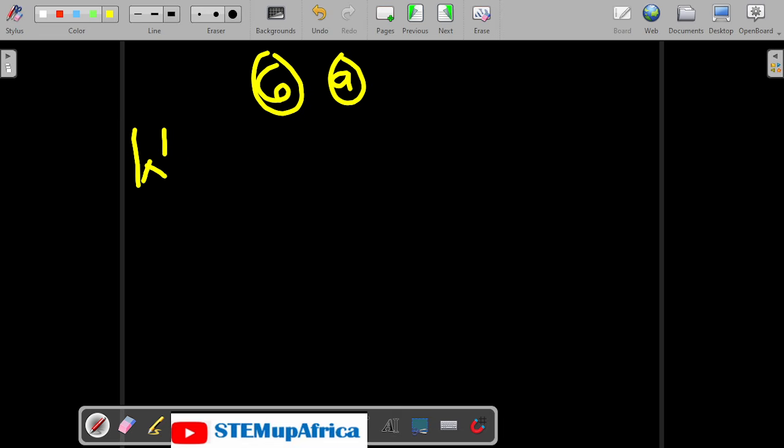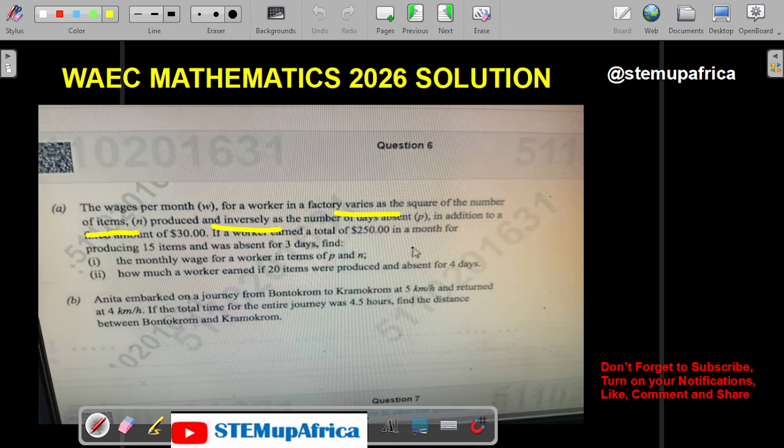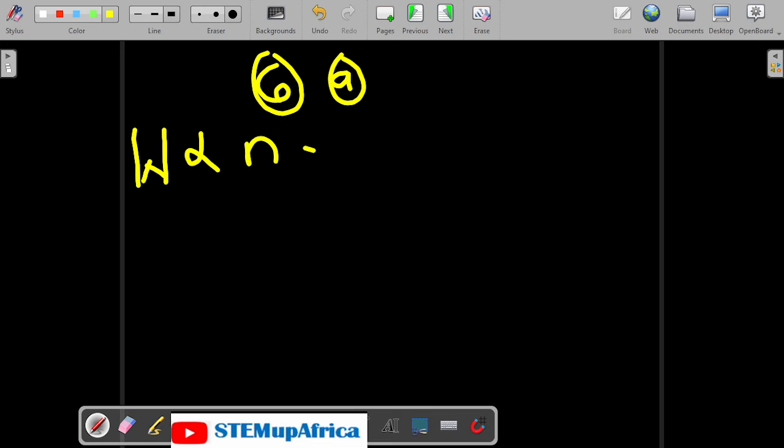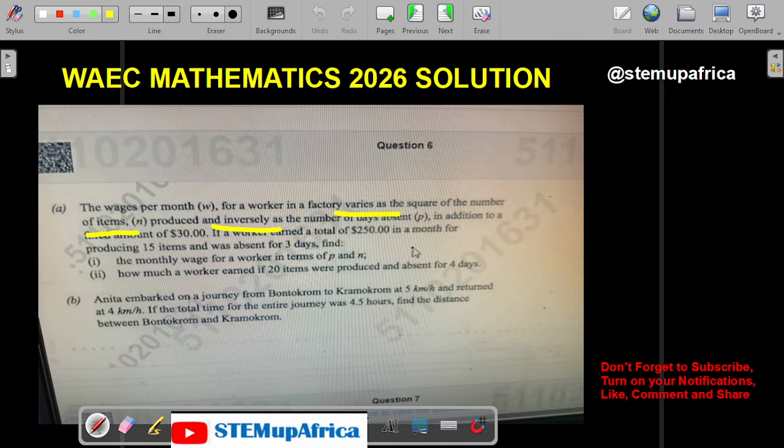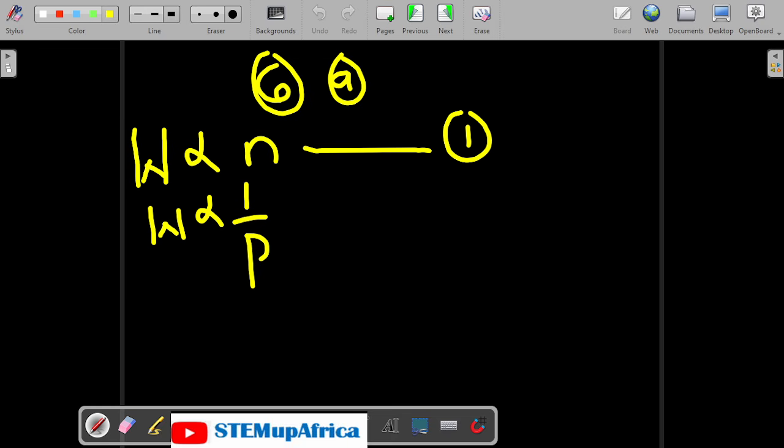The wages W varies as the number of items produced, which is N. Let's call it equation 1. The same wages varies as the days of absence. Let's call this one equation 2.